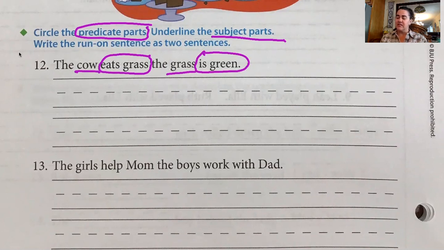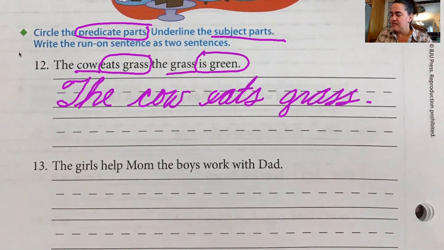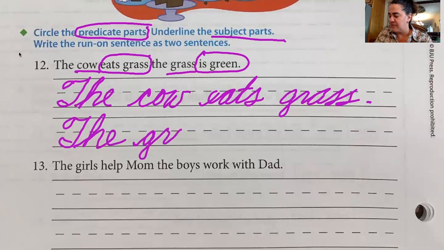Let's write the sentence as two sentences. First one is what? Bradley? The cow eats grass. Excellent. Everybody write it. The cow eats grass. And the other sentence will be, the grass is green. Do not forget, boys and girls, they're two separate sentences. We have to have punctuation and we have to have capital letters.